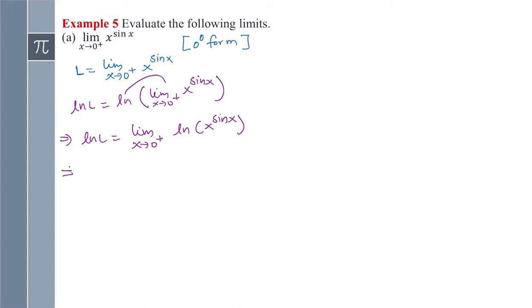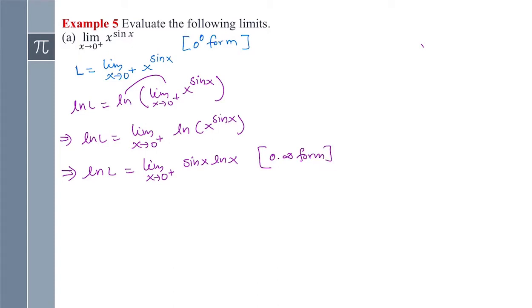Now by using the rule of logs, remember if we have log base a of x to the k, we can bring that power out to the front. So that's what we are going to do here. We can bring that sine x to the front: limit as x approaches 0 from the right of sine x times natural log of x. Now if you check, this is 0 times infinity, because when x approaches 0, sine of 0 is 0, and natural log of x when x approaches 0 from the right is negative infinity. So this is in that form.